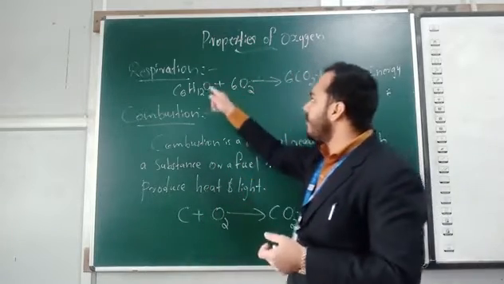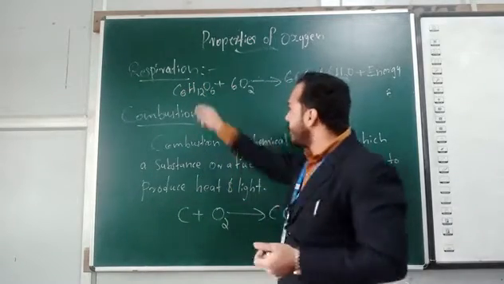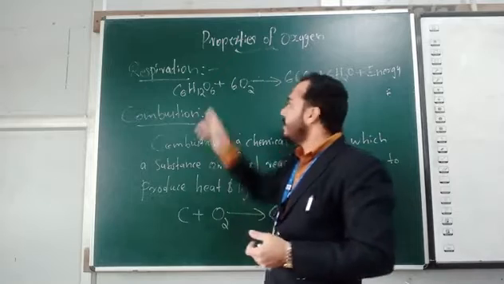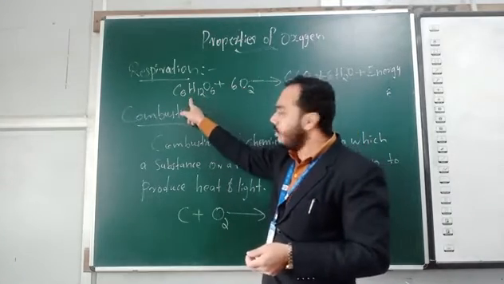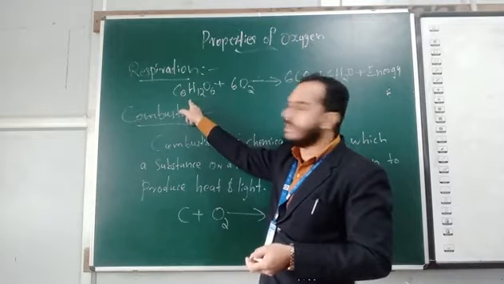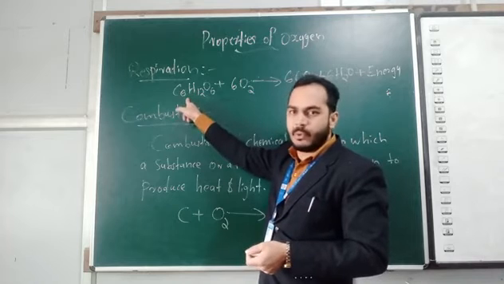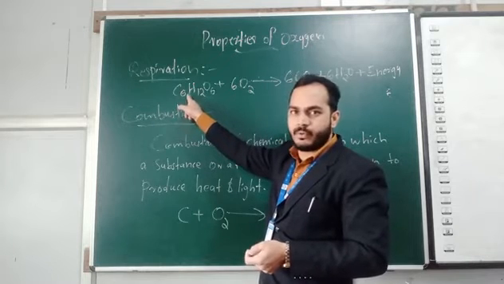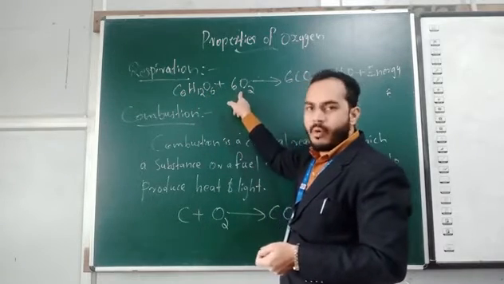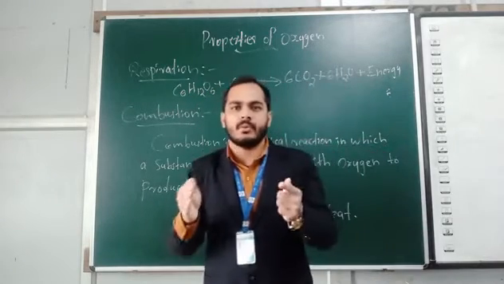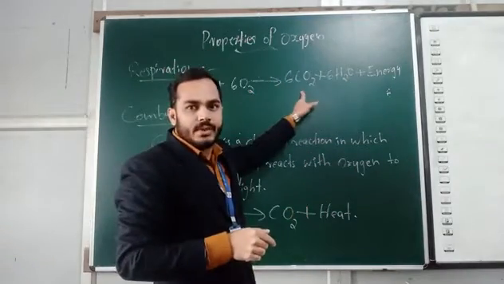So respiration is a biochemical process. Here the oxygen reacts with the food. The food is turned into the form of glucose. What's the chemical formula of glucose? It is C6H12O6. And it reacts with the oxygen. The reaction between the glucose and the oxygen combines to form a product, carbon dioxide.